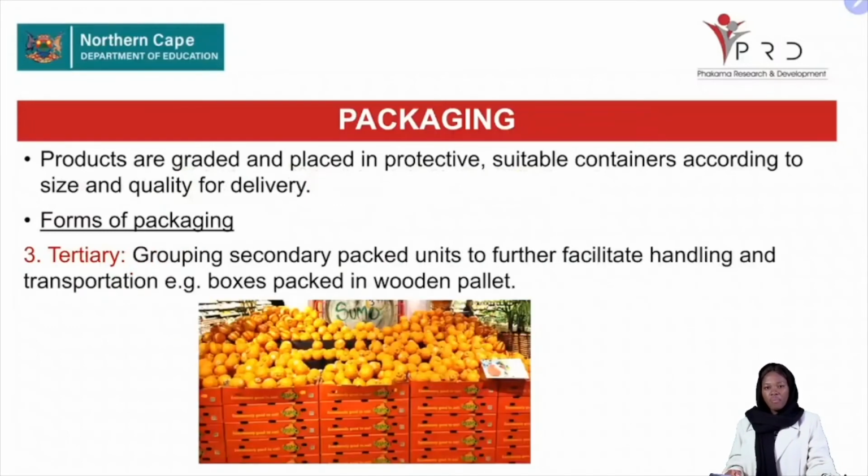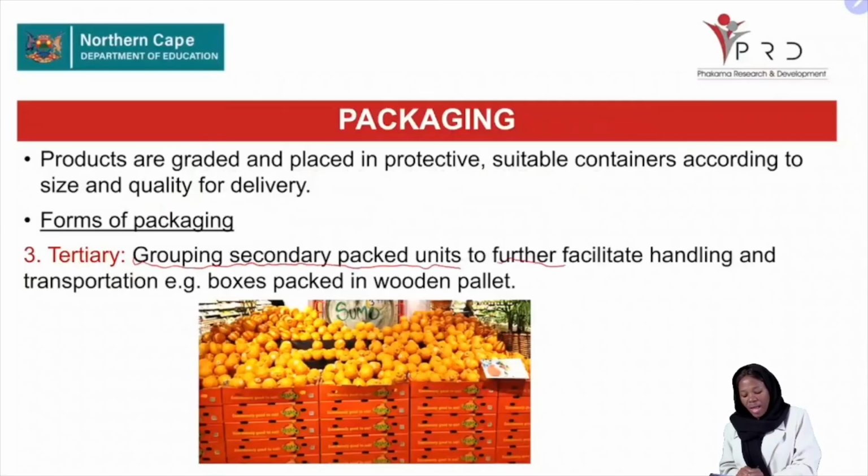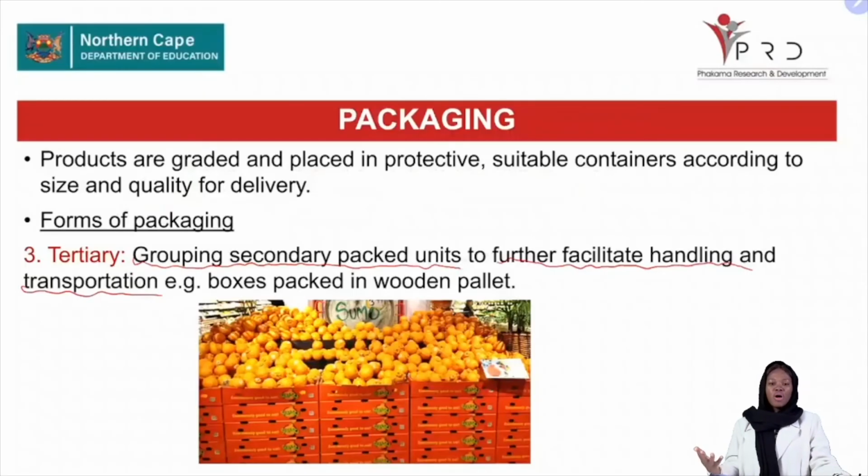Now, the last form of packaging is said to be tertiary. When it comes to tertiary packaging, it is when we are grouping our secondary packed units to further facilitate handling and transportation, whereby boxes of oranges are packed in wooden pallets so they can be transported. They can move from one point to another.